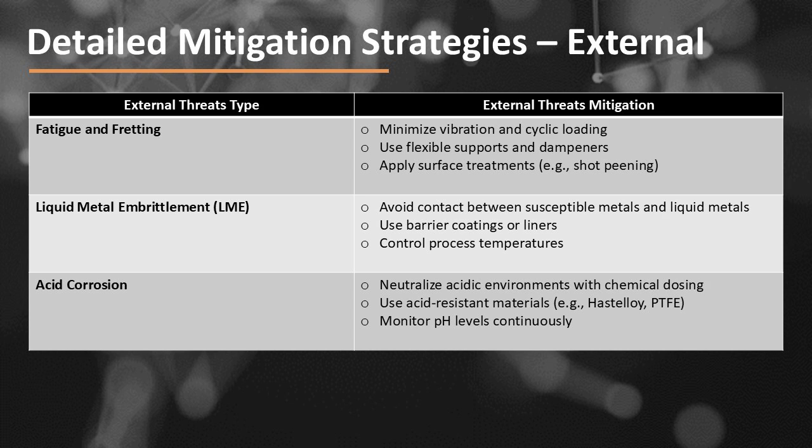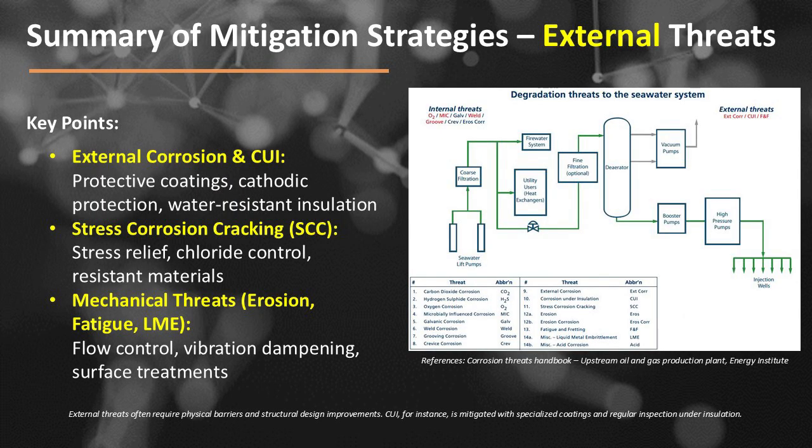If the external threat type is acid corrosion, then the mitigation measures are: neutralize acidic environments with chemical dosing, use acid-resistant materials such as Hastelloy and PTFE, and monitor pH levels continuously.